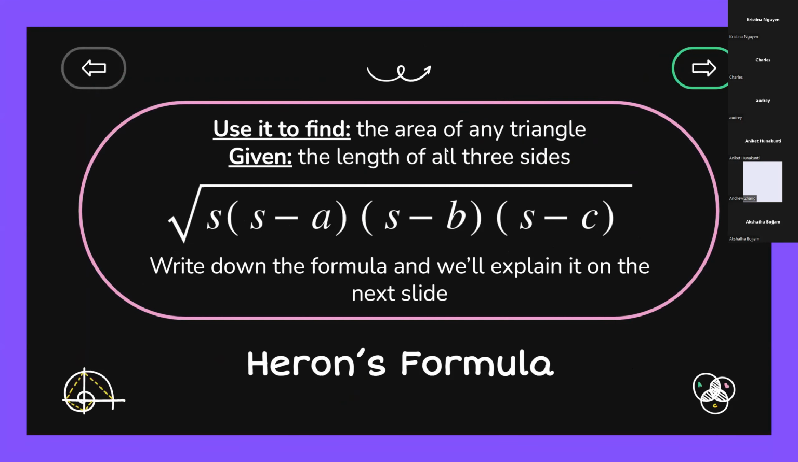Okay, so now we're going to actually go over what Heron's formula is. So we use it to find the area of any triangle, and we're given the length of all three sides. So write down this formula and we'll explain it on the next slide, or at least take a screenshot of it so you know what it is.